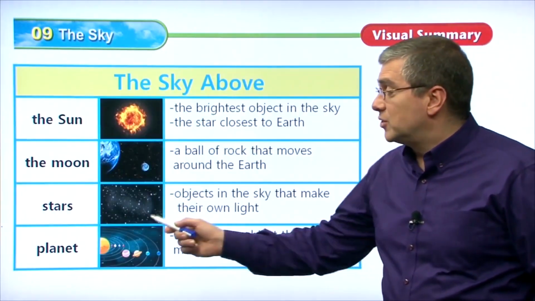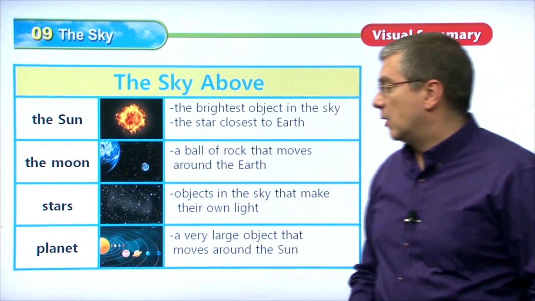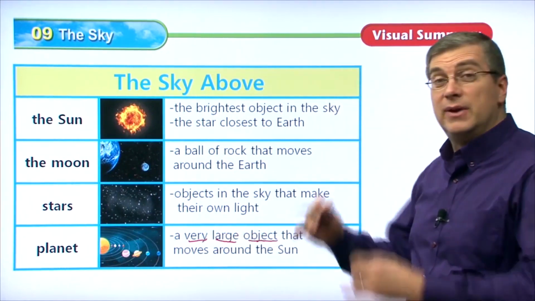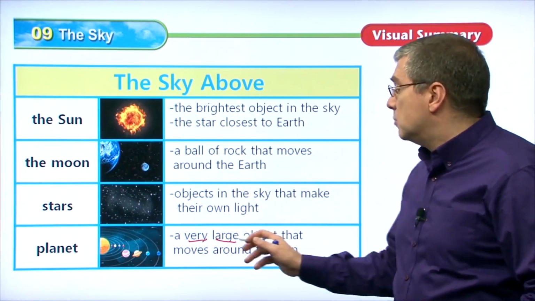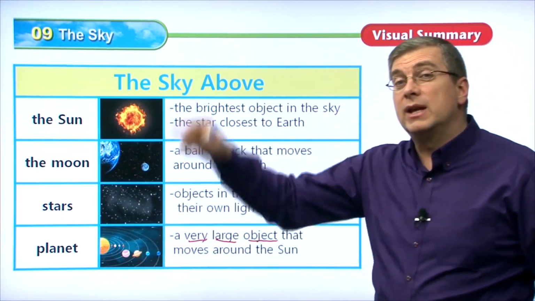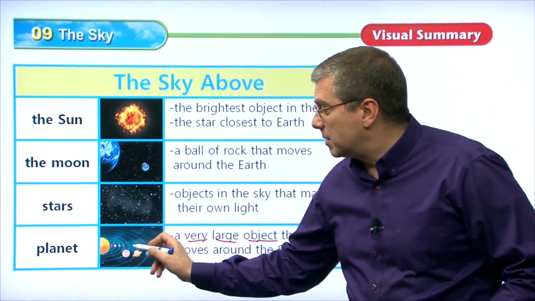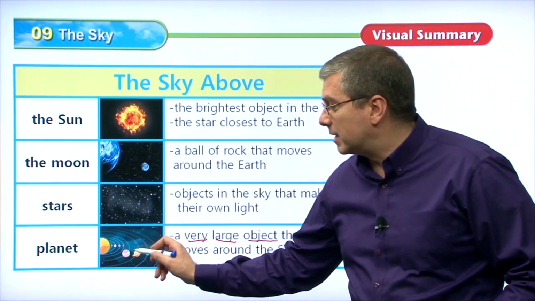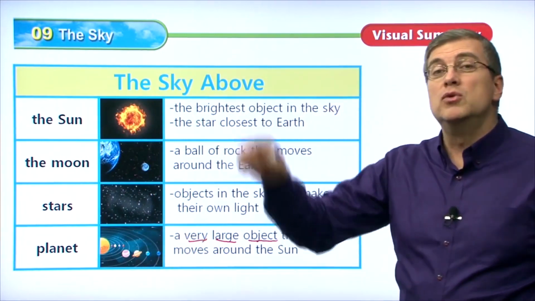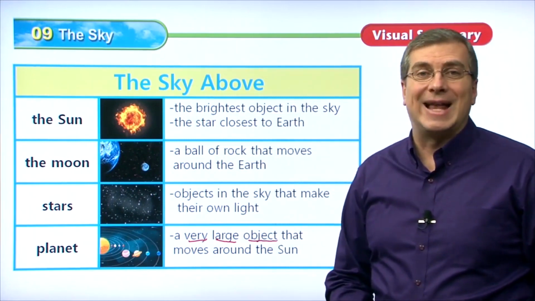Okay, so our next objects in the sky above are planets. And remember, a planet is a very large object that moves around the sun. So these planets are all moving around the sun. We have our 4 planets in the middle, the smaller planets, and the bigger planets on the outside. We have the 8 planets that move around the sun. So those we would call planets.